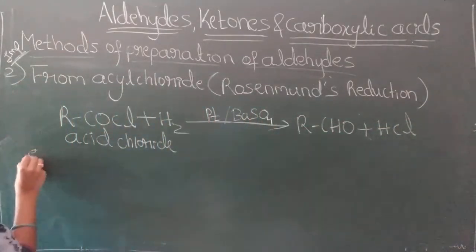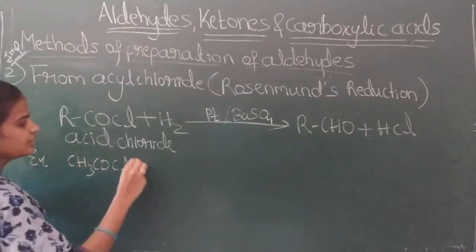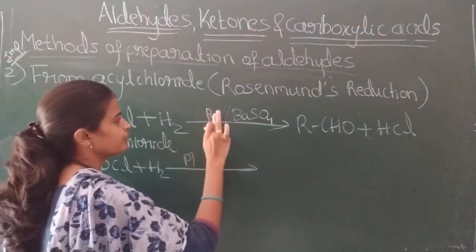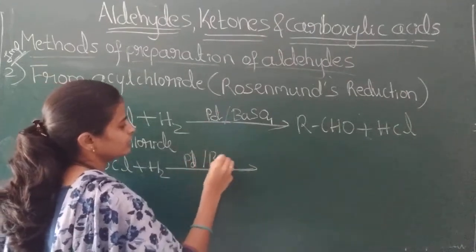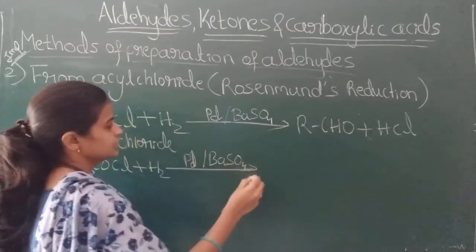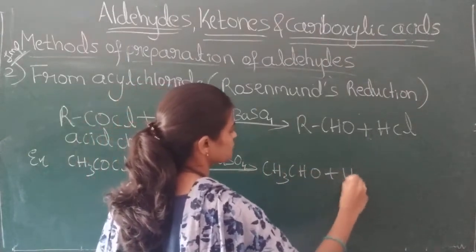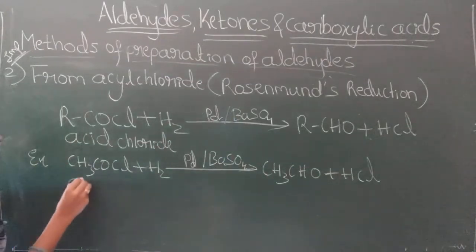Example: CH3COCl plus H2 using a palladium catalyst. Sorry, it is not Pt, make it Pd. Palladium catalyst supported over barium sulfate forms CH3CHO plus HCl. The name of this one is acetyl chloride.